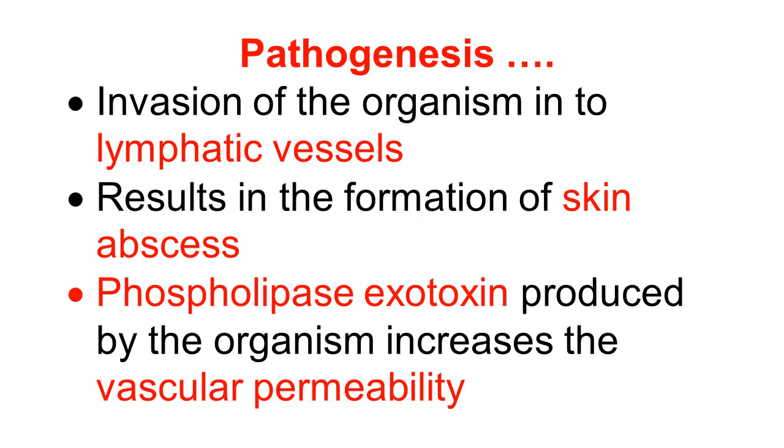Continue with the pathogenesis. On entry through the skin, the organism enters into the lymphatic vessels and produces abscesses in the skin. The phospholipase exotoxin produced by the organism increases the vascular permeability, and this facilitates the entry of the organism into the vessels.